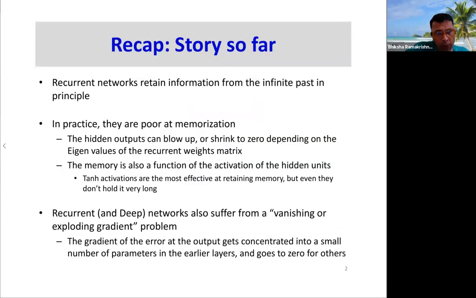So here's what we've seen so far. Recurrent networks retain information from the infinite past, but only in principle. In practice, they're poor at memorization because hidden output values can blow up or shrink depending on the eigenvalues of the recurrent weights matrix, and also depending on the activation function and its Jacobian. And also recurrent and deep networks suffer from a vanishing or exploding gradient problem, where the gradient of the loss gets concentrated into a small number of parameters, a small number of terms in earlier layers, and goes to zero for most of the others.